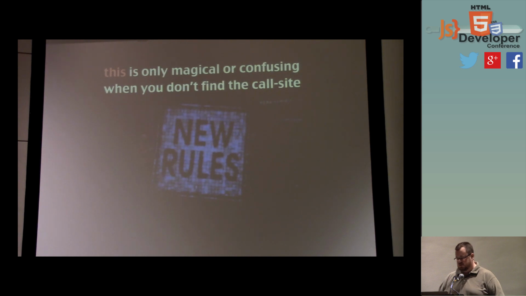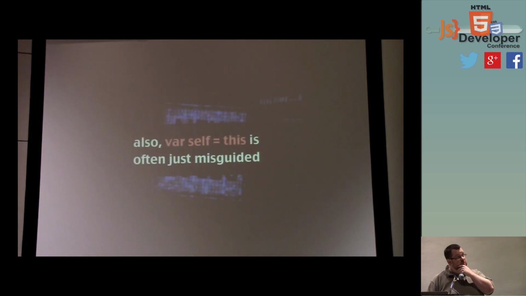By the way, when you do var self equals this, that's really often just misguided, because var self equals this is a huge neon sign that says what you really are doing is you don't understand the this mechanism, so you're just going back to something that's more helpful to you, and that's lexical scope. That's exactly what's happening. You're cutting off the this bindings at the knees and falling back into lexical scope.